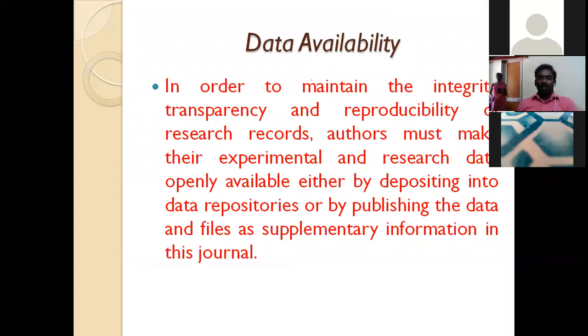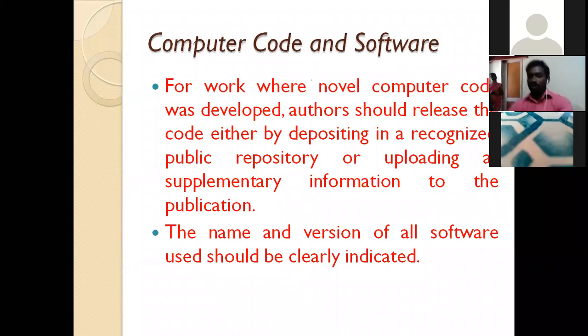Data availability means that in order to maintain the integrity, transparency, and reproducibility of the research records, authors must make their experimental research data openly available, either by depositing it into data repositories or by publishing the data and files as supplementary information in the journal. So the authors are expected to have the background data always. They should be ready to submit at any time.